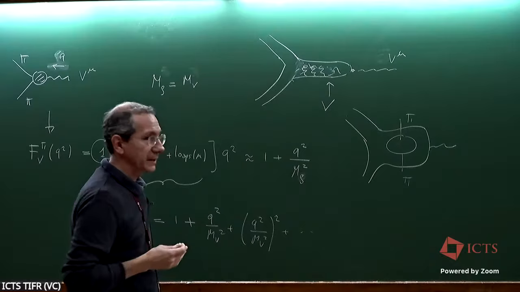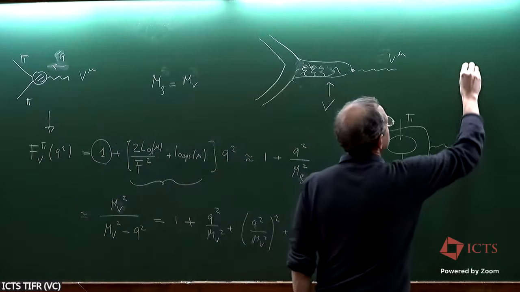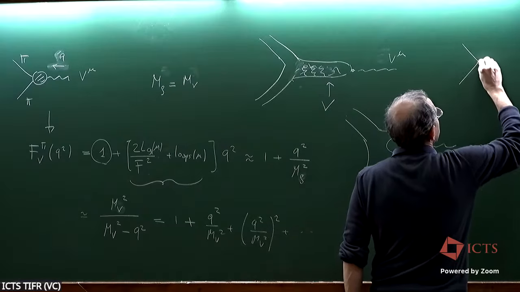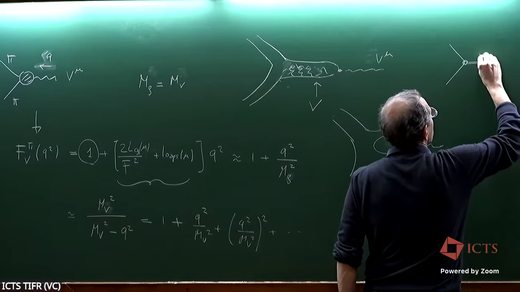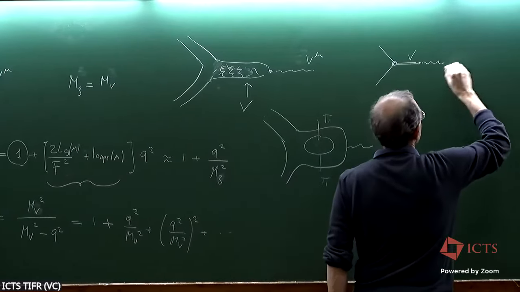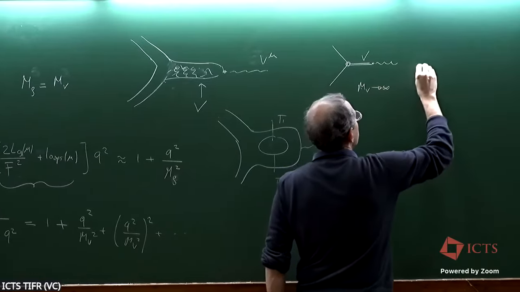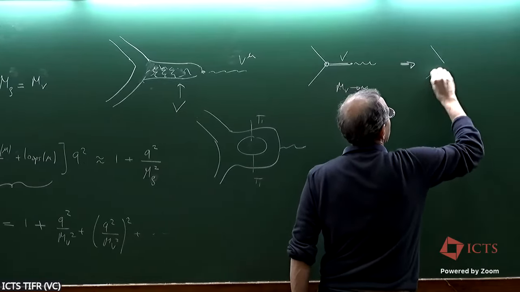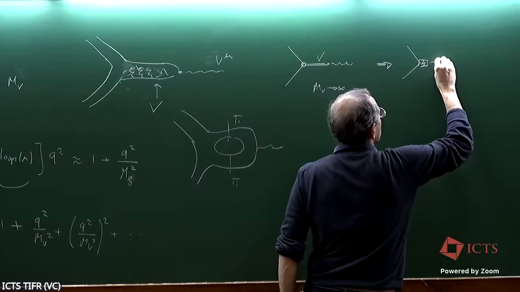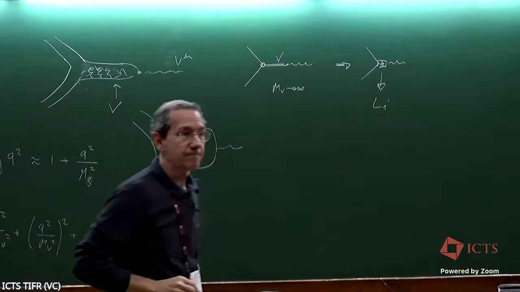So the statement is that whenever you have something like this, we can have a contribution of a resonance, and in the limit where the mass of the resonance goes to infinity, it will shrink to a point-like interaction. That is what we identify with the L_i. Okay.